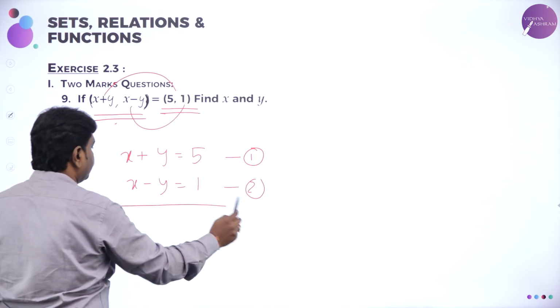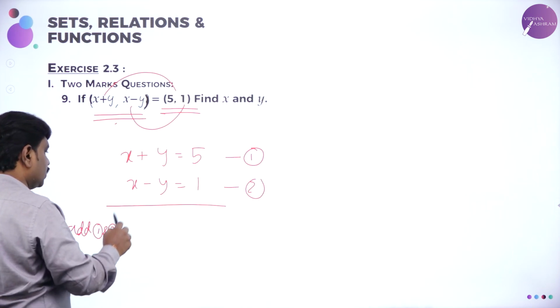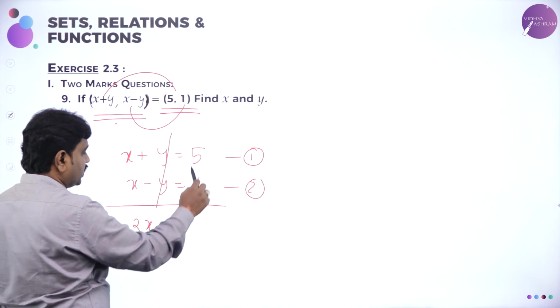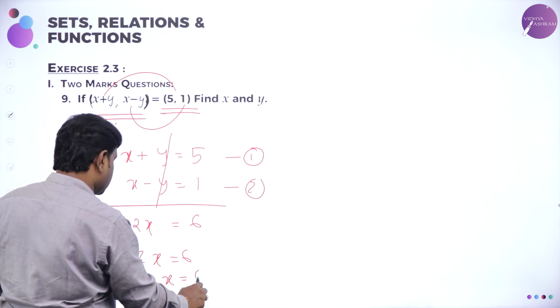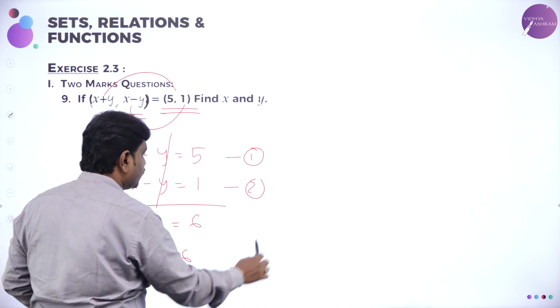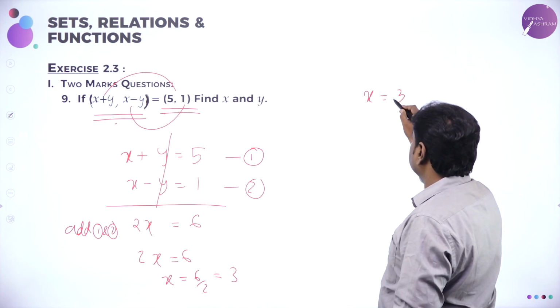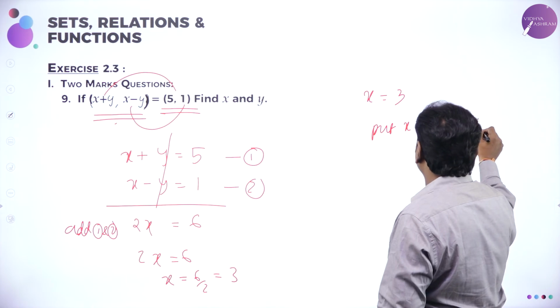If I add equations 1 and 2, x plus x is 2x, and y minus y cancels, and the right side is 6. So 2x is 6 and x is what? 6 by 2, x is 3. You got the x value as 3. Put the x value in any other equation. So put x is equal to 3 in 1.